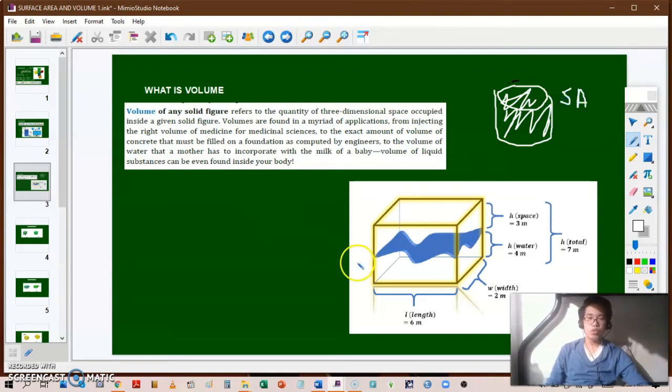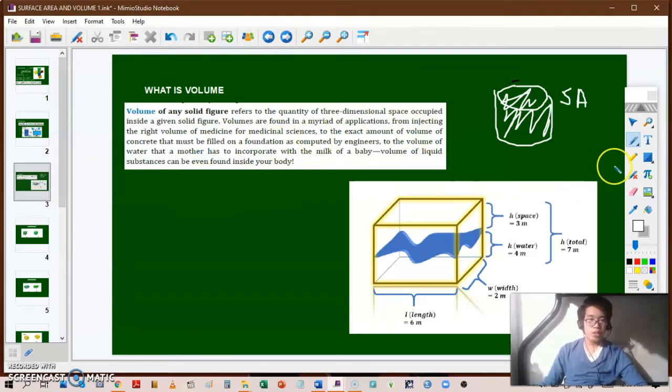Now we want to know the volume. The volume is the content of any solid figure, of any three-dimensional figure. We are three-dimensional beings, so the amount of blood or liquids inside our body is a volume. We measure that in cubic centimeters or cubic liters. There are many applications of volume in the medicinal sciences, engineering, and chemistry. So we use volume a lot.